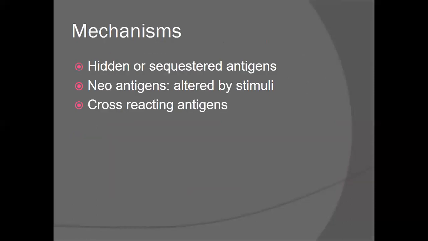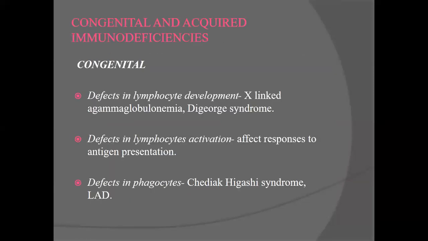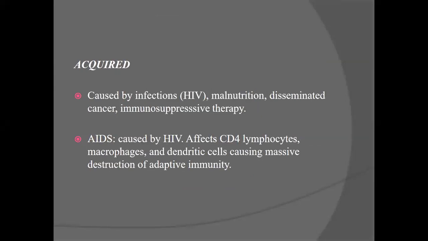Then autoimmunity. Then this is your congenital immunodeficiencies, because of phagocytes, because of lymphocytes, and acquired.